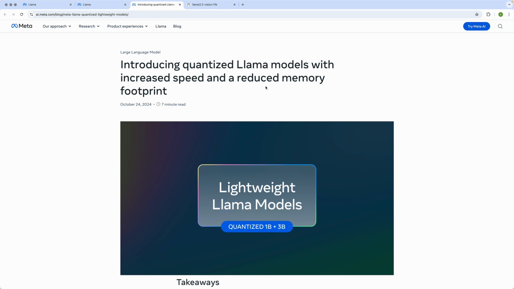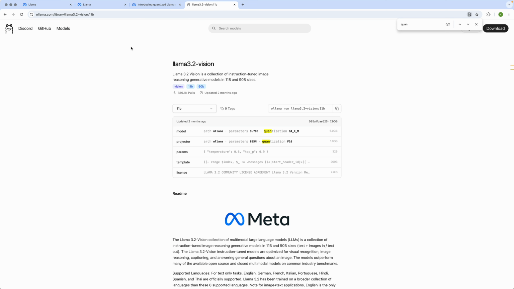So you can read through it. It says that it increases the speed and reduces the memory footprint. Now, again, if you visit the Ollama website, previously we visited Llama, now we visit Ollama, and you look for any specific Llama models, you'll see some mention of the quantization like Q4, KM, F16. Now, what is quantization? Let's take a look.